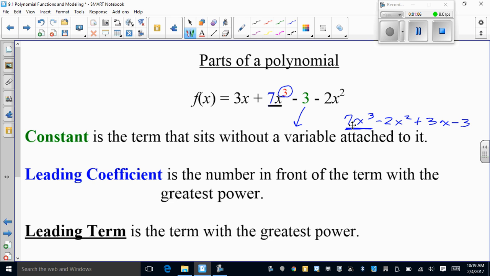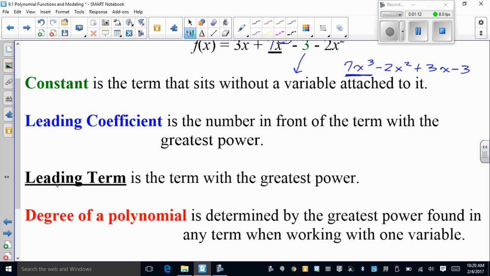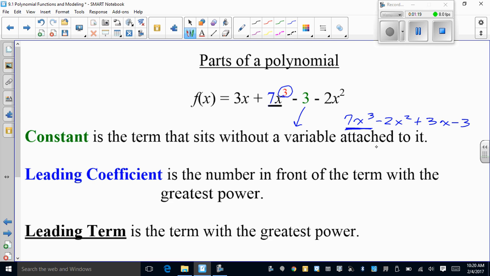The degree of the polynomial is determined by the greatest power found in any term. It is not the adding of the different terms. It is the largest power of all of them. So your leading coefficient, your leading term, your degree of the polynomial or power of the polynomial, all are right here. There's a leading term, leading coefficient, and the degree or power. Those words can be used interchangeably.